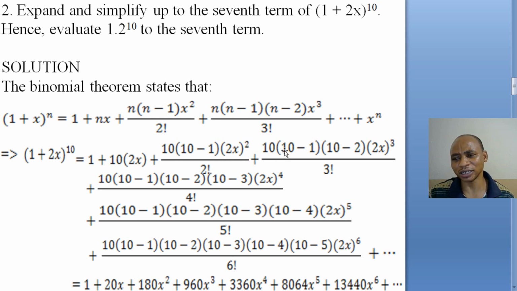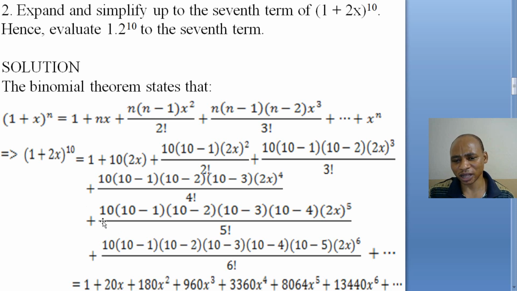Then all plus 10 times 10 minus 1 times 10 minus 2 times 2x raised to the power 3 all over 3 factorial, plus, that's all plus 10 times 10 minus 1 times 10 minus 2 times 10 minus 3 times 2x raised to the power 4 all over 4 factorial.